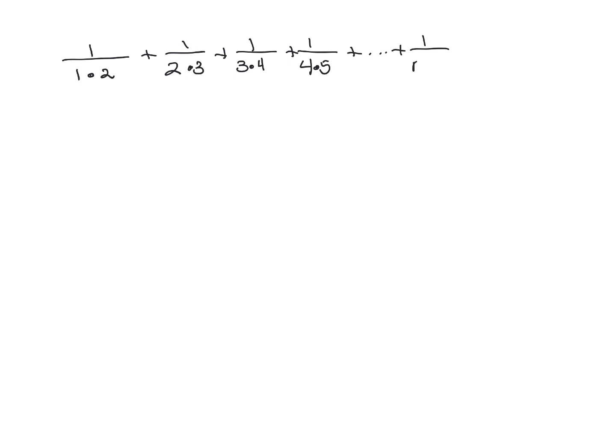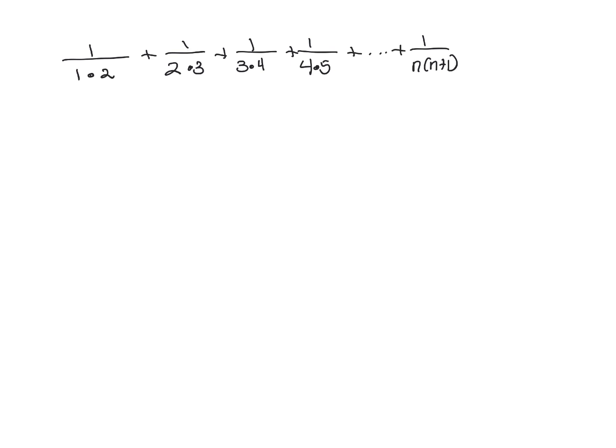Okay, last problem. I skipped one in this pattern recognition. I skipped forwards. We're going to go backwards now. And it says, find the formula for the infinite sum and prove its validity. So here we go. 1 over 1 times 2 plus 1 over 2 times 3 plus 1 over 3 times 4 plus 1 over 4 times 5 plus ... plus 1 over n times n plus 1.